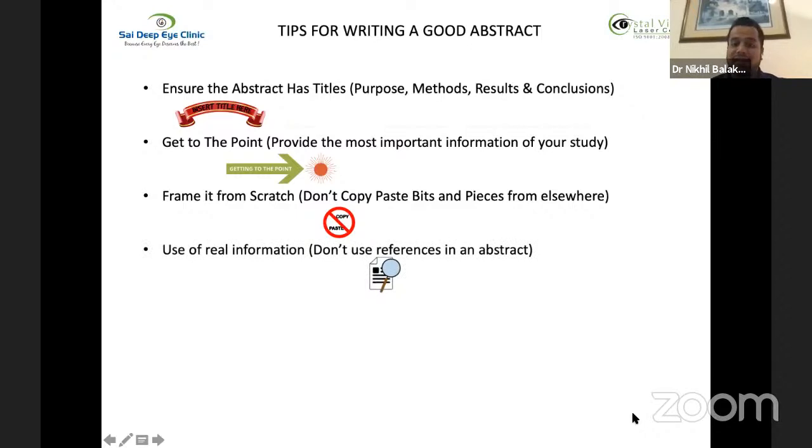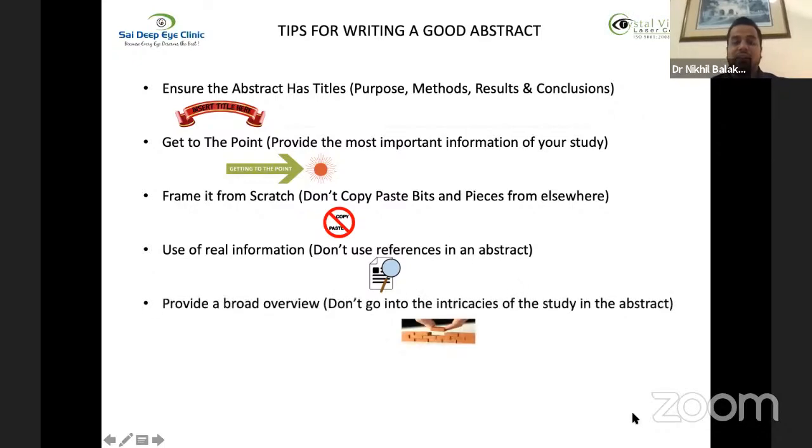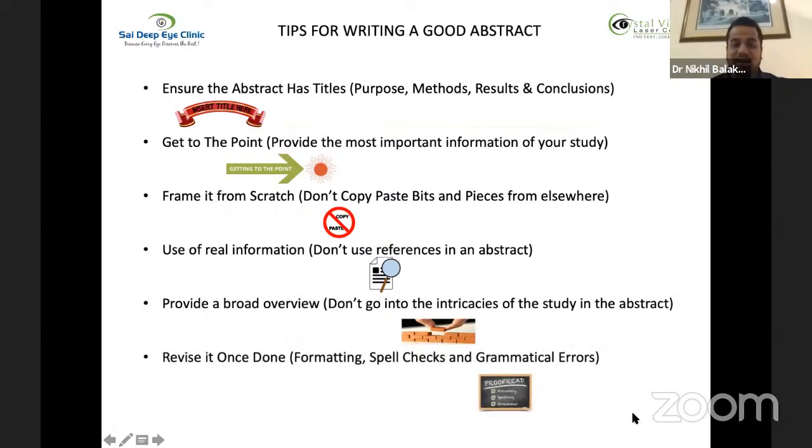Do not use any references in an abstract. This has to be the real information, what your study is all about. Don't use lines or references from other previously done studies in your abstract. Just provide a broad overview. You cannot get into every small intricacy, every small detail in an abstract because you have a word constraint.